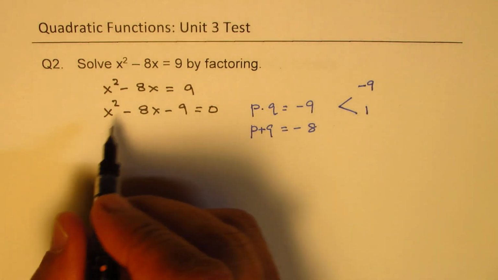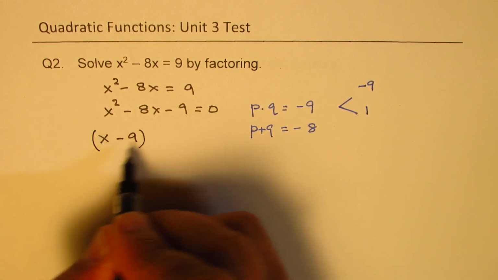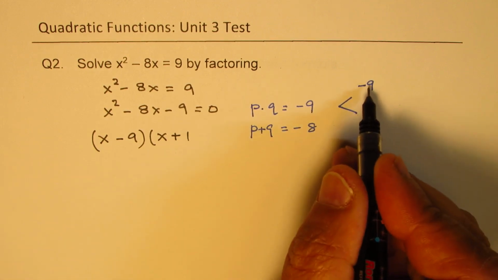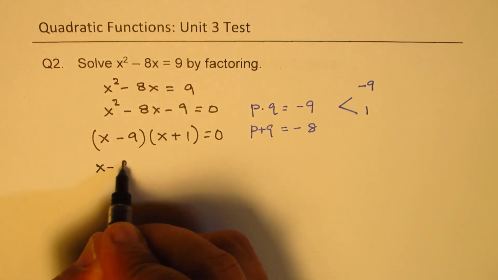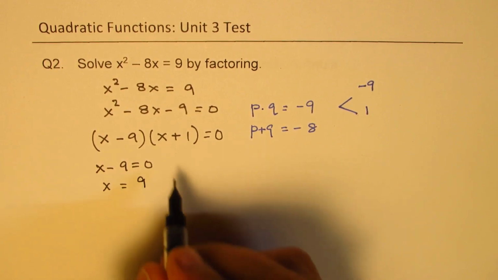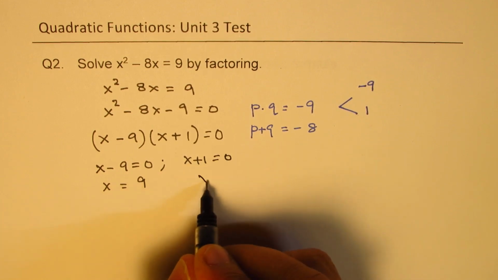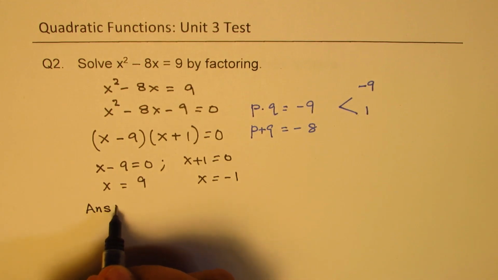So we could factor this as x minus 9 times x plus 1, right? So these two factors multiply to equal 0. That really means that x minus 9 equals 0, which gives you x equals 9 as your answer. Or you could also do x plus 1 equals 0, so x equals minus 1 is your answer, right? So we get two solutions.